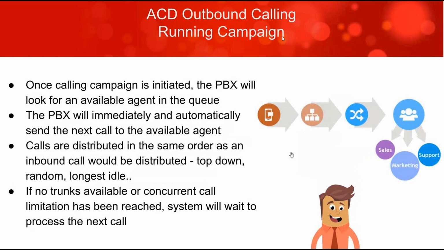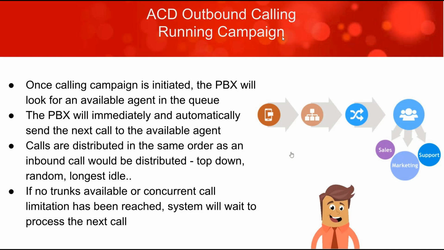Once it's begun, the PBX is going to look for an available agent in the queue. When it finds that available agent, it immediately and automatically sends the next call to that available agent. As far as the way they're distributed, it's going to be distributed in the same order as an inbound call would be distributed. So for that agent group, you may have it so that when calls come in, it's always going to go Joe, Bill, Betty, as far as who's going to answer those calls. The same thing is going to be true on this outbound calling campaign.